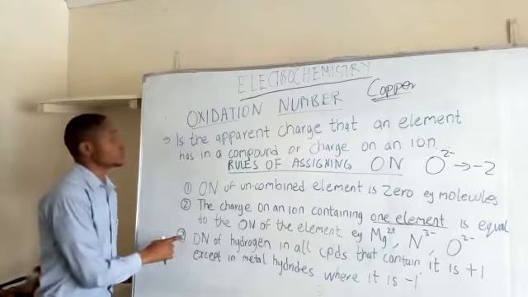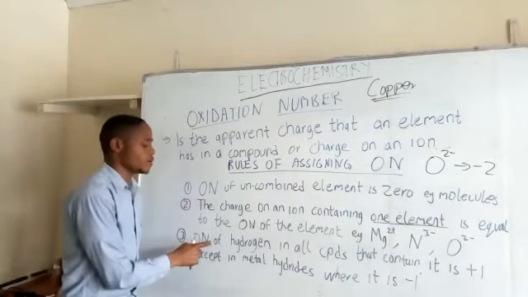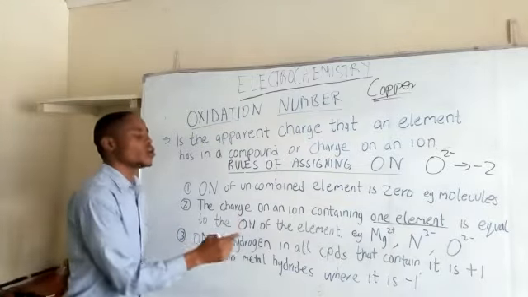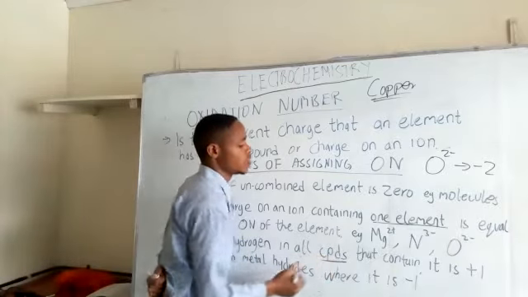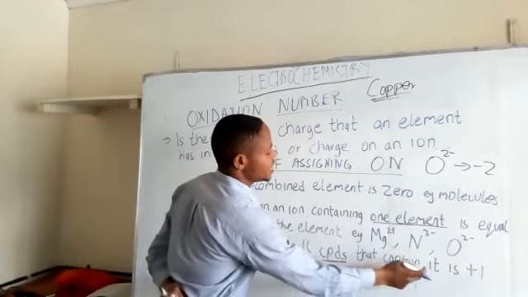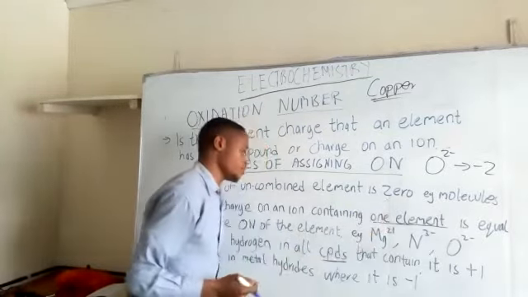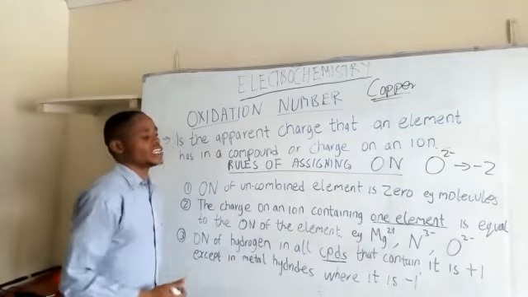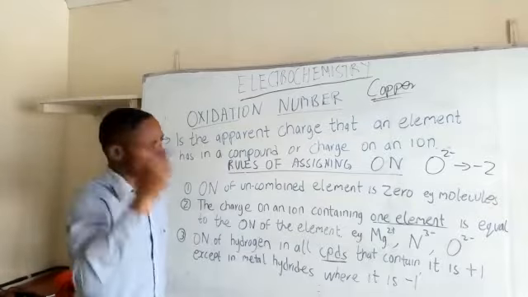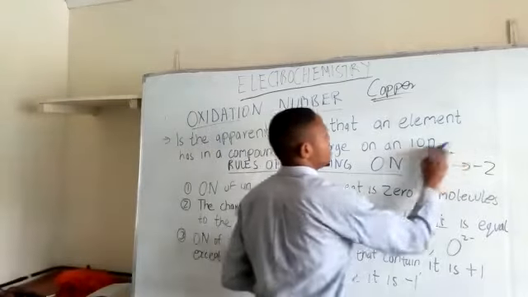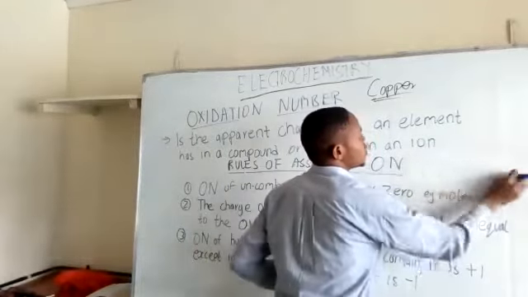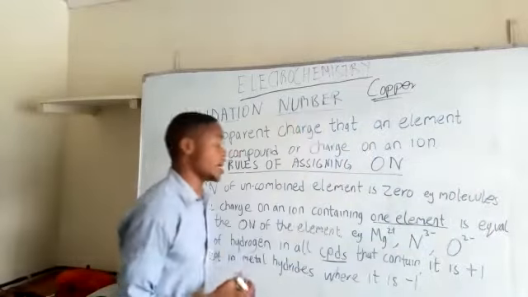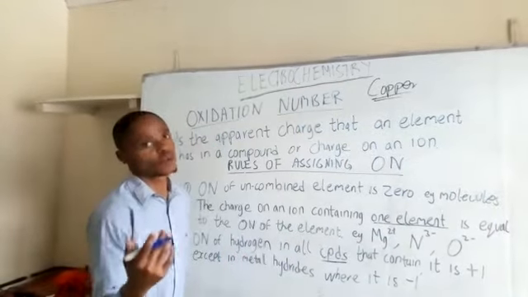The third rule: the oxidation number of hydrogen in all compounds that contain it is +1, except in metal hydrides where it is -1. I'm going to give you an example here. So we know hydrogen is in group 1.